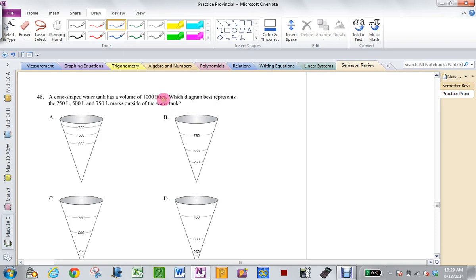1,000 liters. Well, because it's a cone, you guys know this, it has to be A. Because you can't divide it up evenly. Because down here, it's narrow.